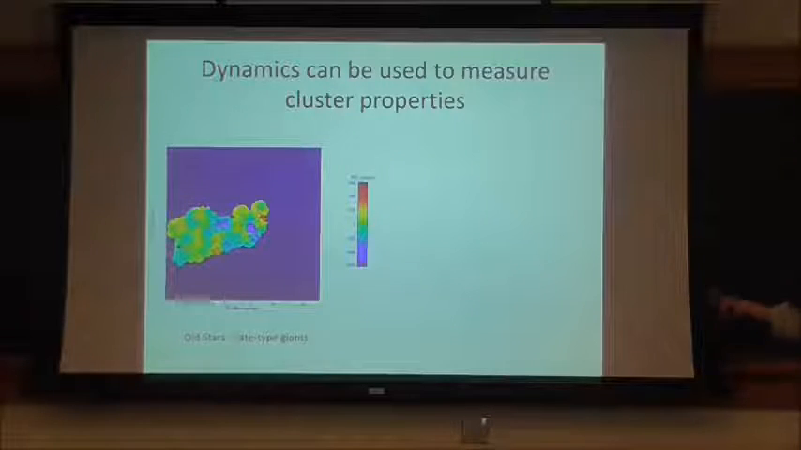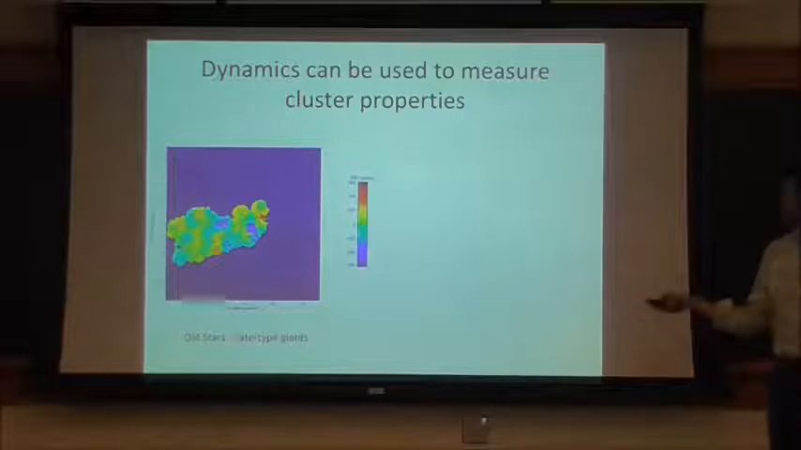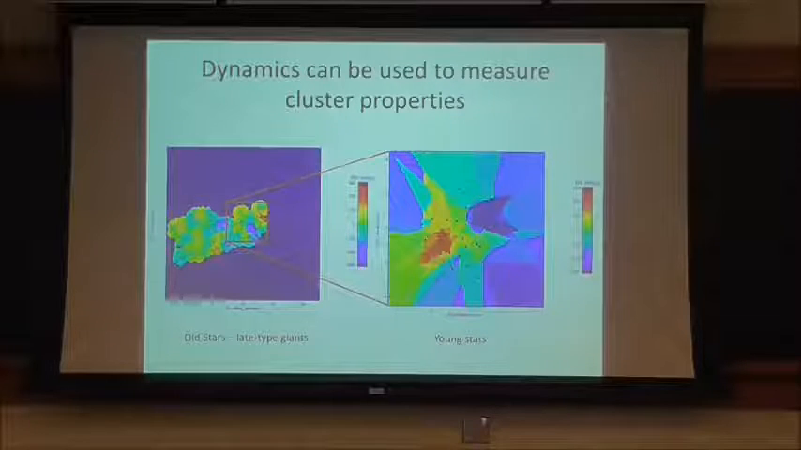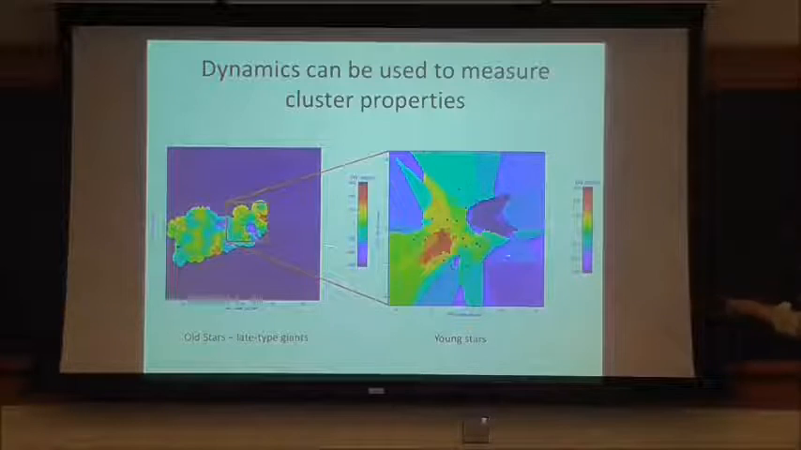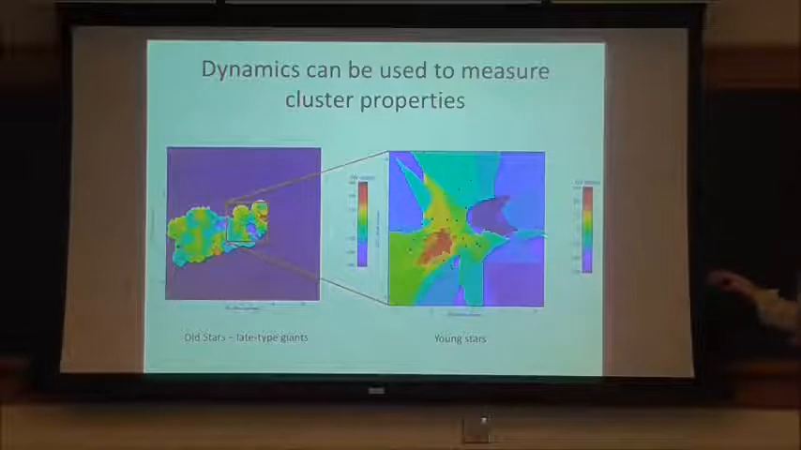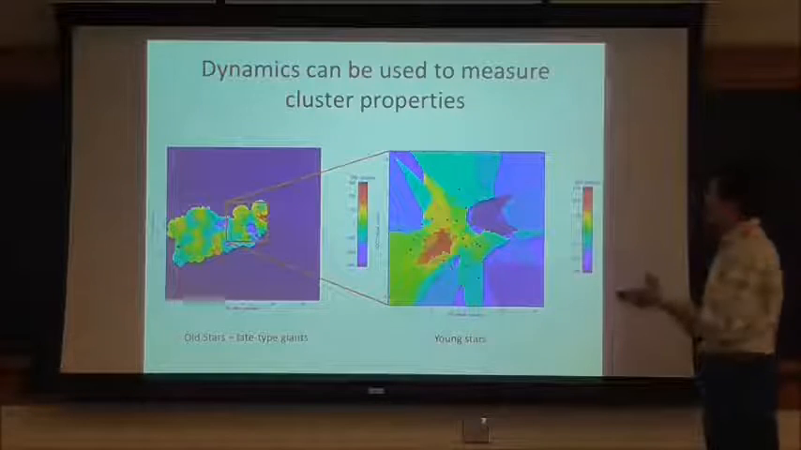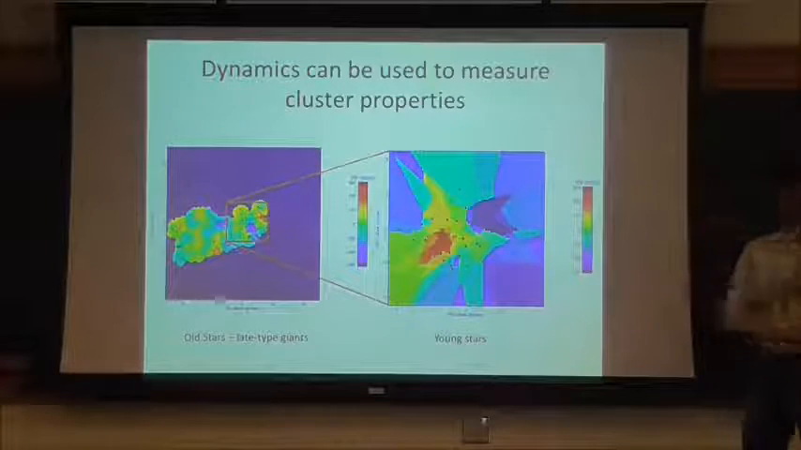So for the old stars, it looks like this. It's pretty normal. There's not really any structure. But then, if you look at the young stars, voila, it's very different. I'm just zooming in on this region for the young stars. You immediately see that there's a disk, right? So the velocities of the young stars are in the plane of the sky this way, and then out of the plane of the sky this way, and in the plane of the sky that way.